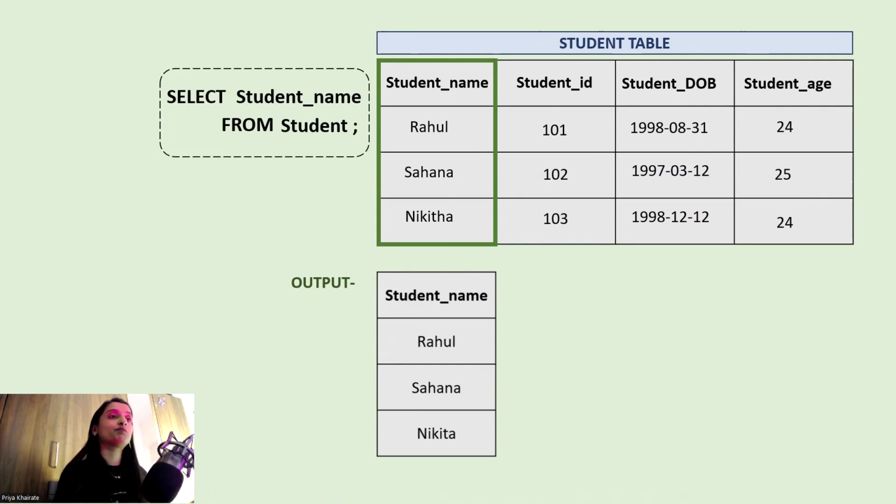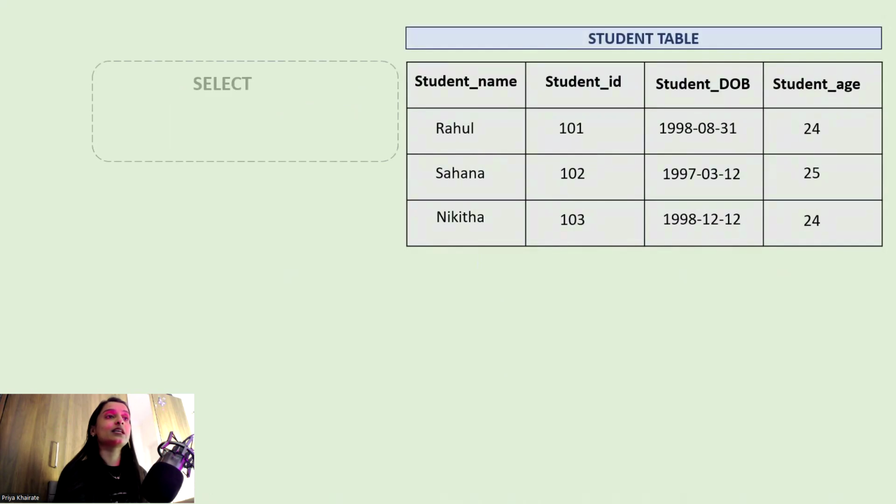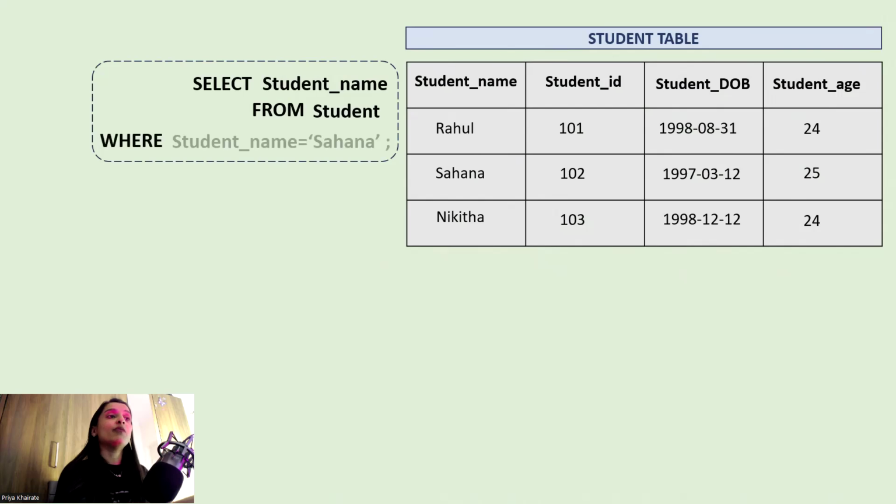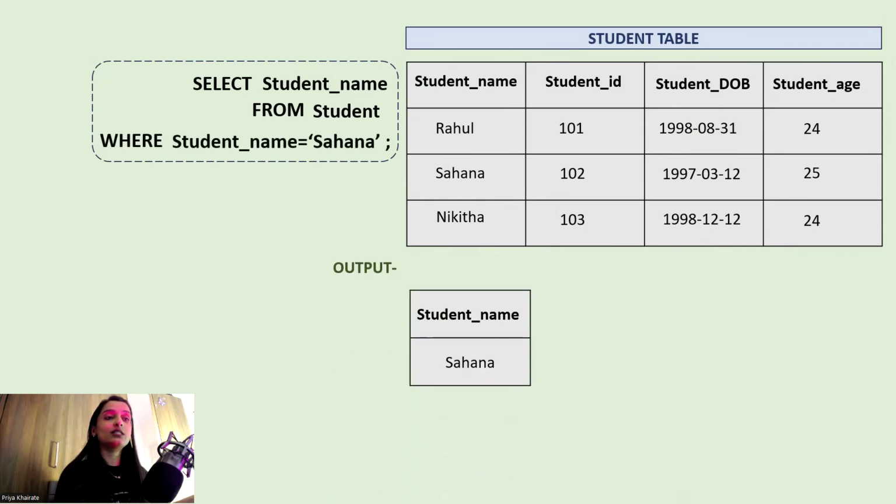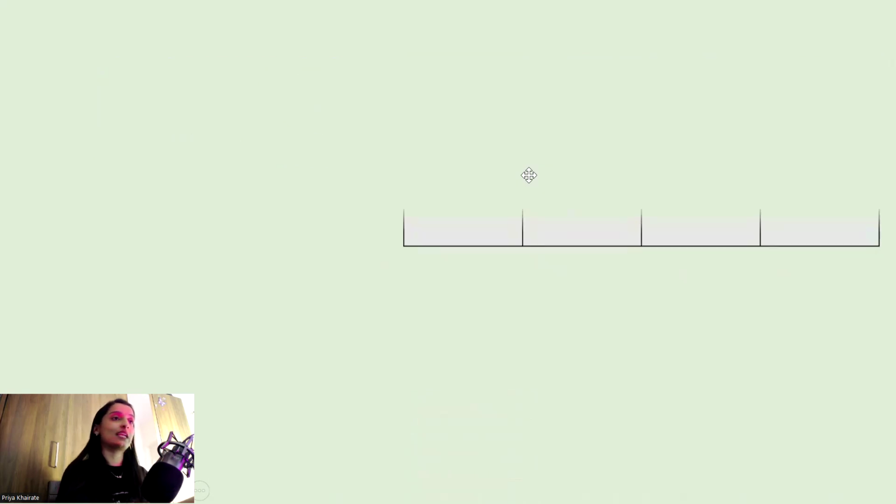Do remember this. Now, in the second case, let's say this is our query. We have to select student name from student table wherever student name is equal to Sahana. So this is your output. So wherever student name is Sahana, we have targeted it and we have returned only Sahana's student name. Okay. So now let's understand how this query will be executed.